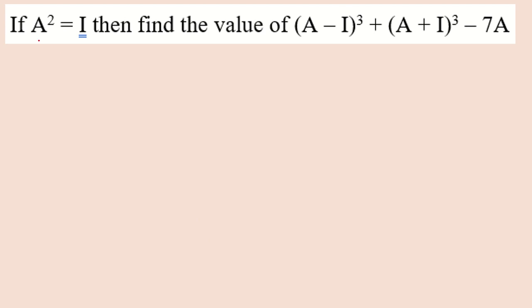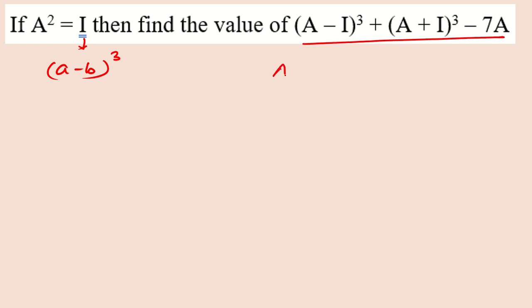Now, these questions I have taken from your NCERT Exemplar or R.D. Sharma book. So just try to understand these questions. If A square is equal to I, meaning the identity matrix, then find the value of this expression. Now one thing here is the confusion among the students, that they say, can we use the identity of (a minus b) whole cube or (a plus b) whole cube or a cube plus b cube? Yes, you can. Why can you use it here? Not in general for the matrix.